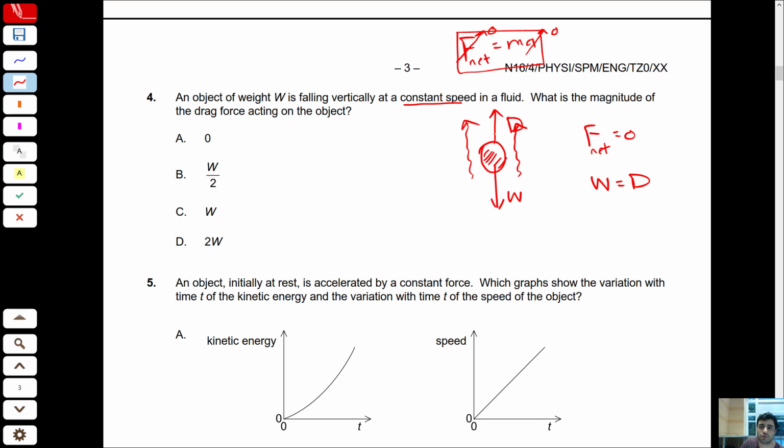The drag starts to increase as the speed of the body increases during the fall, and a time comes when the drag becomes equal to the weight. That is the time when the net force becomes 0 and acceleration becomes 0. Hence, it travels with a constant speed. It's very similar to the terminal velocity case. What is the magnitude of the drag force? The drag must be equal to the weight when the constant speed is reached.